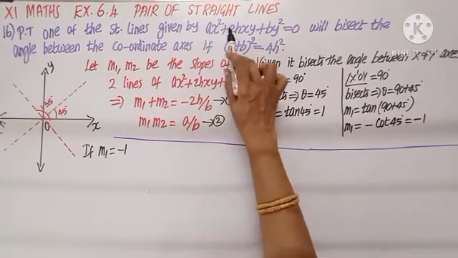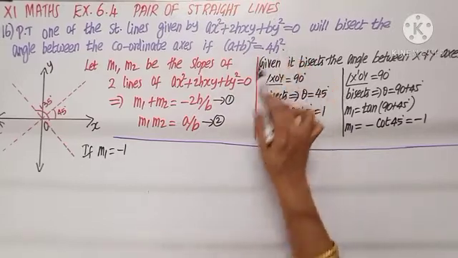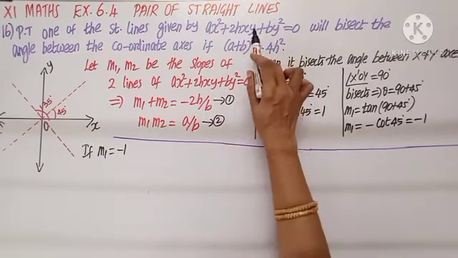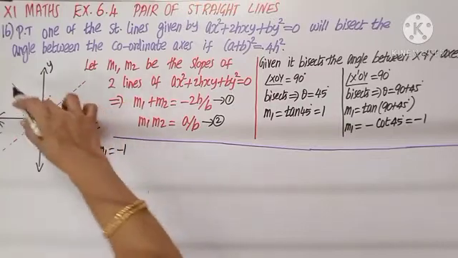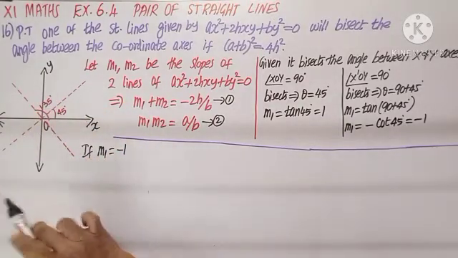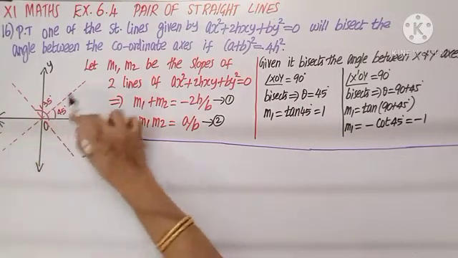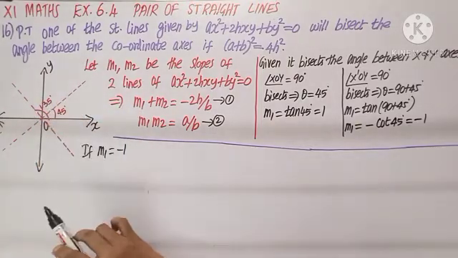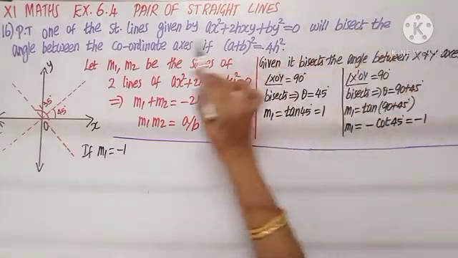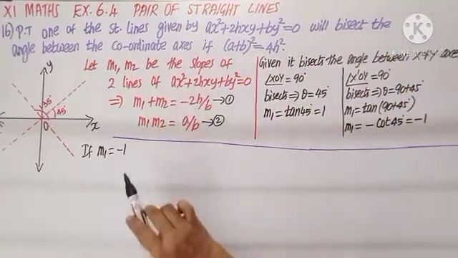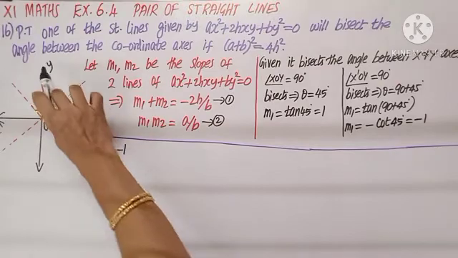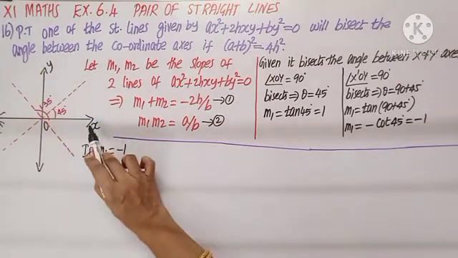Ax square plus 2hxy plus by square equal to 0 represents a pair of straight lines through the origin. So let us consider the red dotted line for the pair of straight lines. Given, it bisects the angle between the coordinate axes. X and y axes are the coordinate axes.